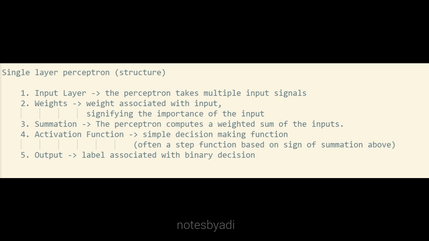Then we go on to the summation. The perceptron computes a weighted sum of the inputs before it forwards it to the activation. The activation function in the case of a single layer perceptron is a simple decision maker, which is often a step function. So based on the sign of your summation, it decides what class label to apply. The output is itself the label that is associated with the decision that we made at step 4.